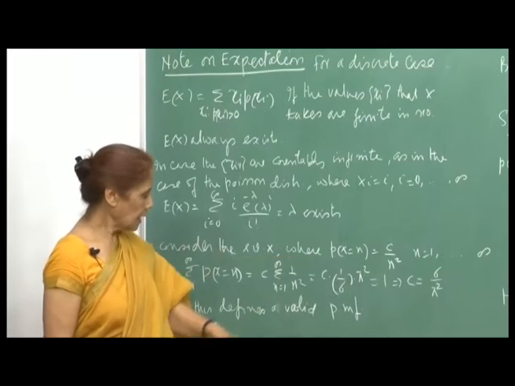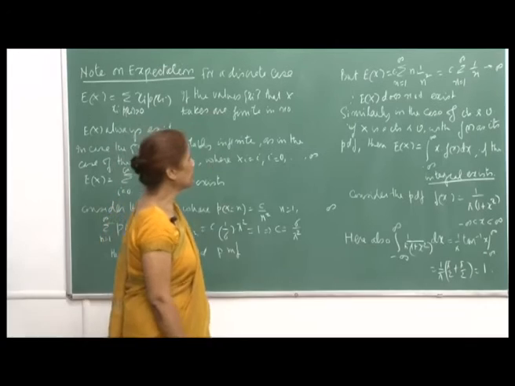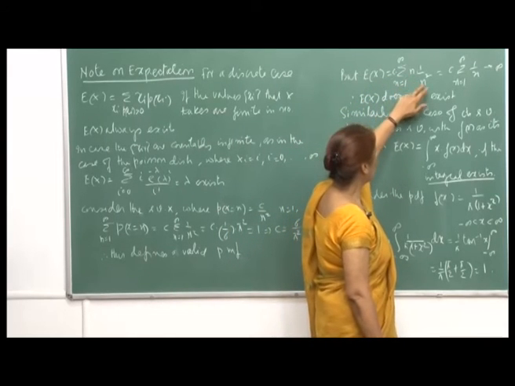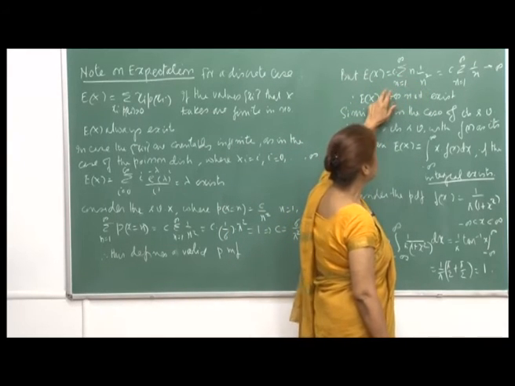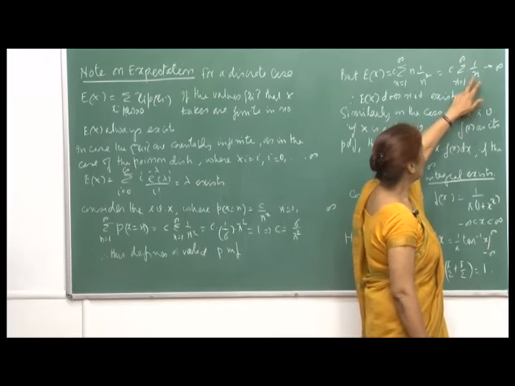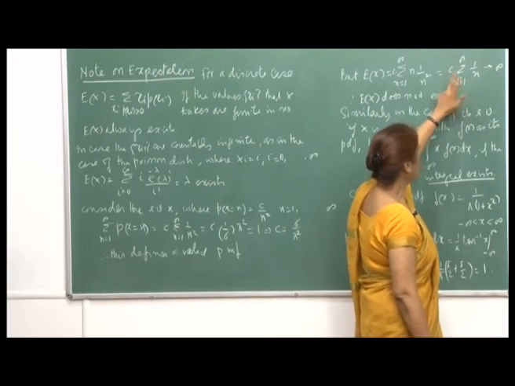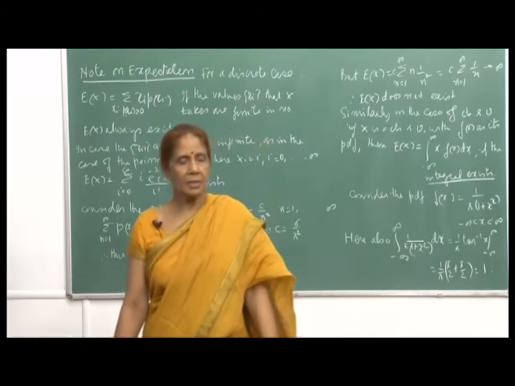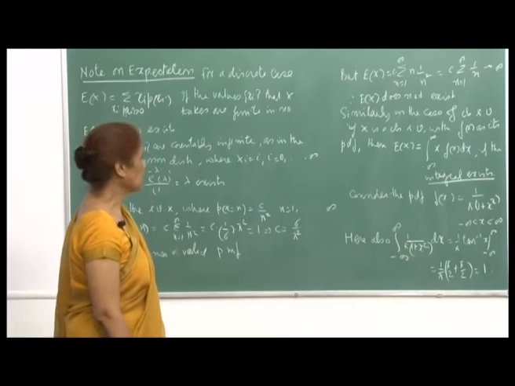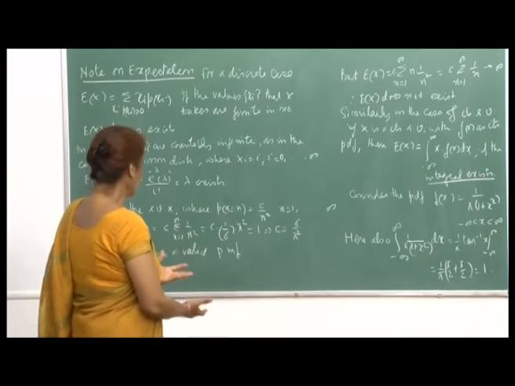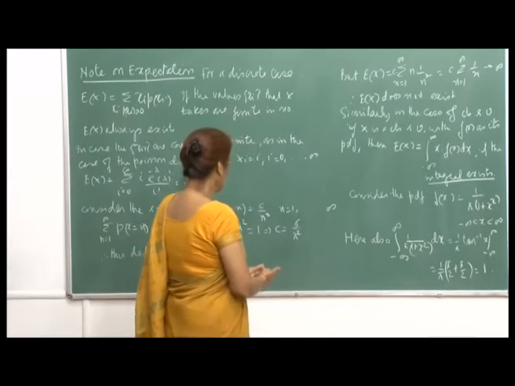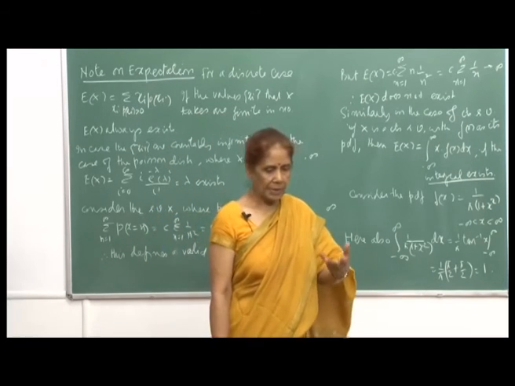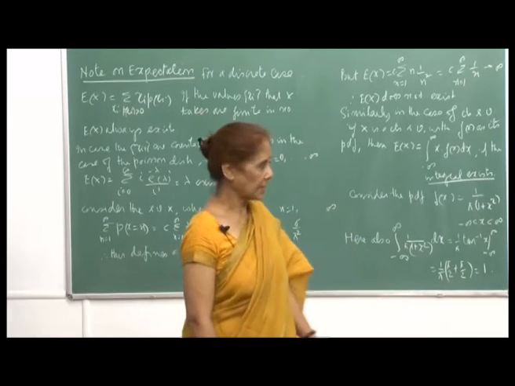So, once I define my c to be 6 by pi square, this is a valid PMF. But when you want to compute the expectation, it would be c times summation n into 1 by n square, n varying from 1 to infinity, that is, summation of 1 by n, which we all know is a divergent series, and therefore, the expectation does not exist. So, one has to be cautious and careful and make sure that E[X] is defined only if it exists.